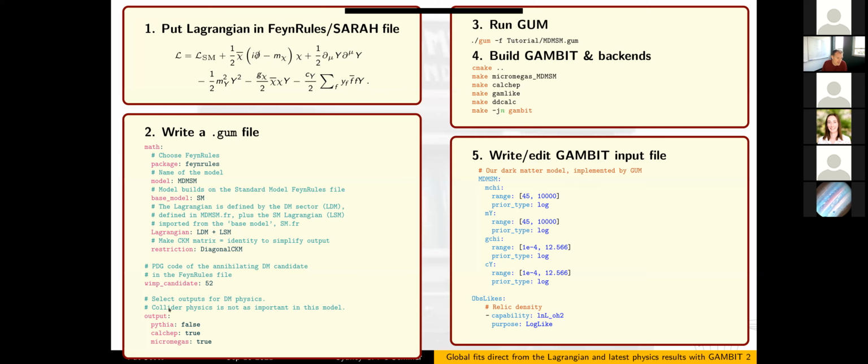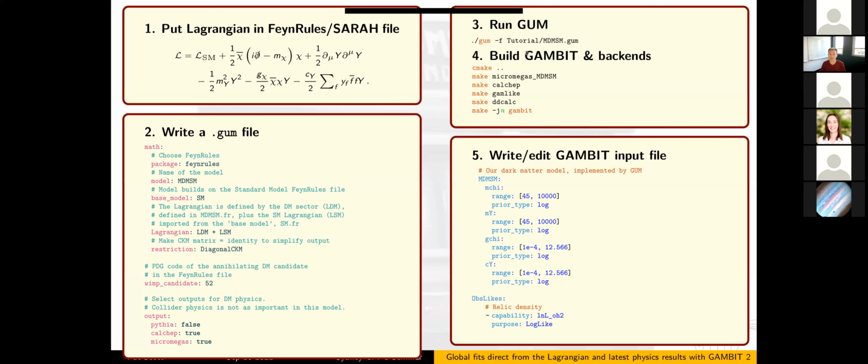And then I'll say, okay, which things do I actually want to generate output code for? So in this case, I'm not generating Pythia outputs. So I'm not actually creating new matrix elements and putting them into ColliderBit, but I am generating output with CalcHEP and micrOMEGAs. So once you've done that, you run GUM. So it's as simple as running this command. And then GUM will basically go through and run FeynRules and or SARAH and all of these other tools and generate a bunch of code and put it there ready for you to put into GAMBIT.